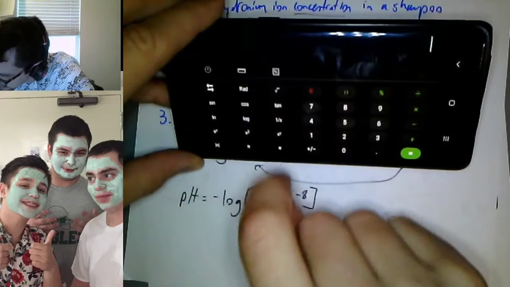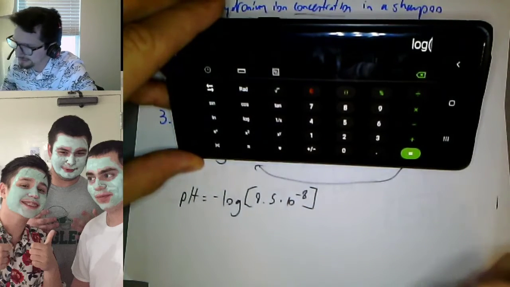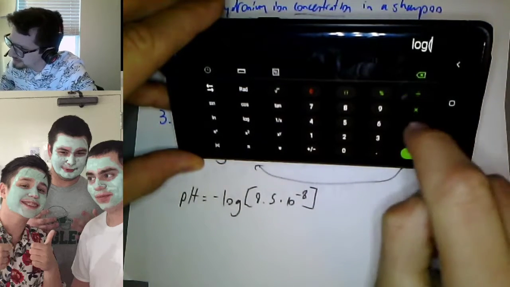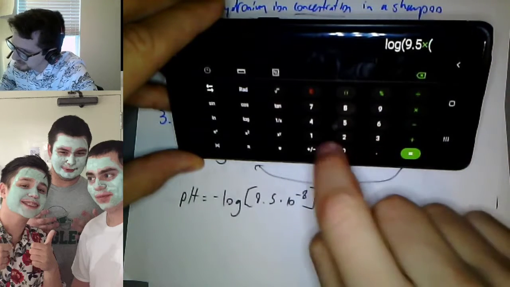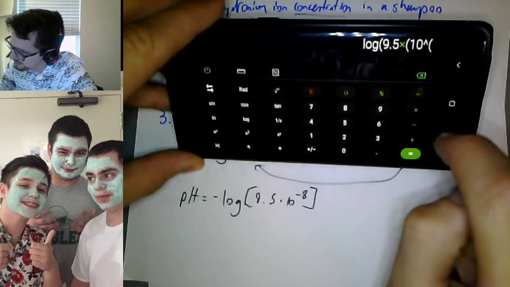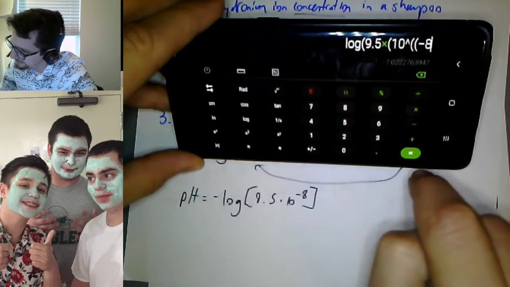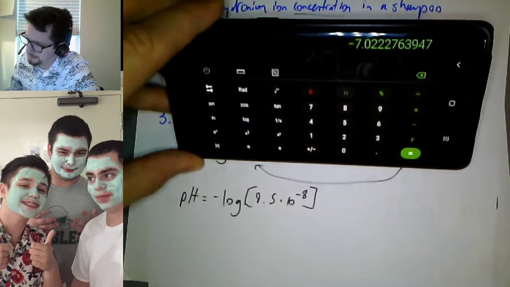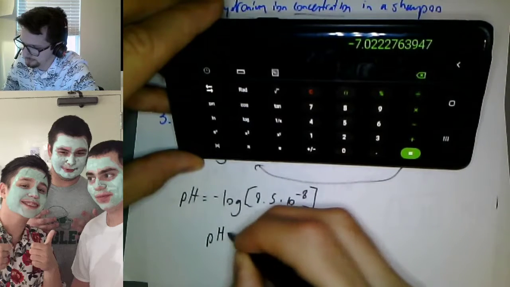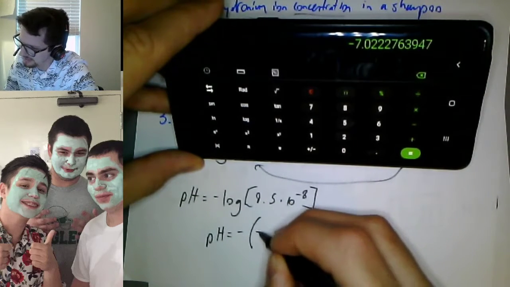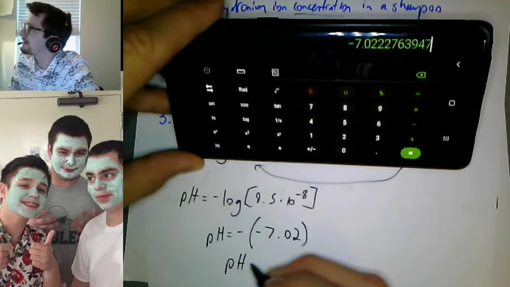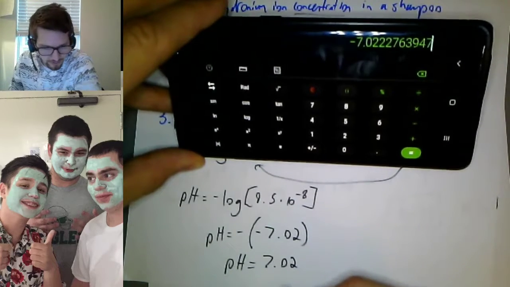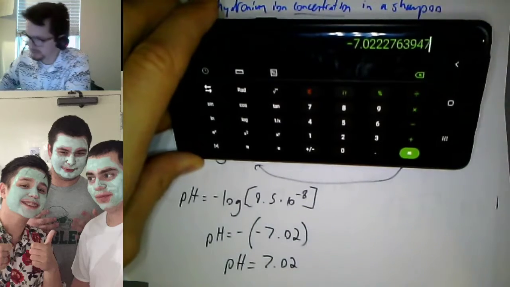So I'm going to do log. Again, I'm not doing that negative yet. I can deal with that later. Log of 9.5 times 10 to the negative 8th. And I get negative 7.02. Those negatives cancel out, and my pH is 7.02. Check in the book. Yes, that's correct.